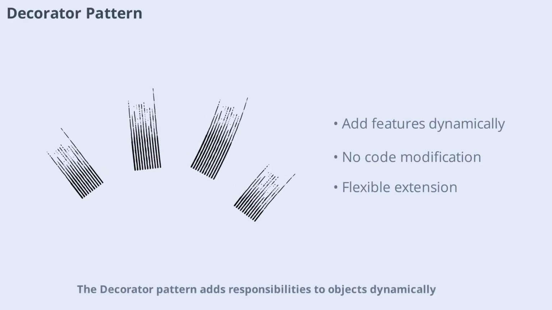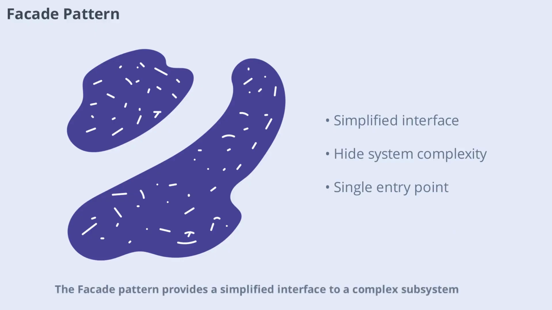The decorator pattern adds responsibilities to objects dynamically without altering their code. It's like wrapping an object with additional features, allowing you to extend its behavior at runtime. In Java, decorators are often used in input-output streams, where you can add buffering, compression, or encryption to streams without modifying their core logic.